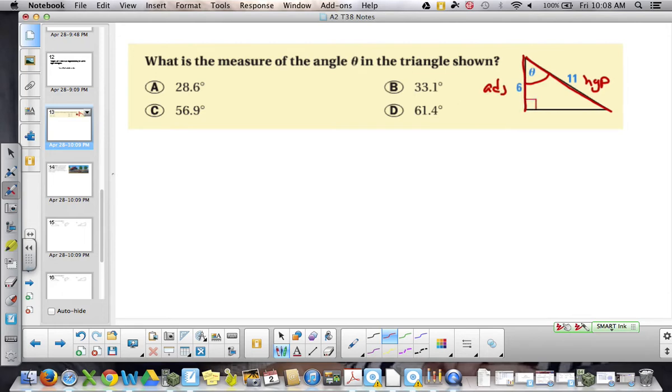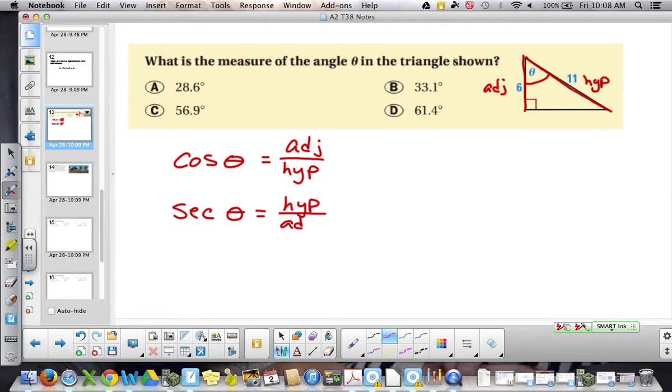it the adjacent side. All right, now, based on what we know about trig definitions, the two trig ratios that use adjacent and hypotenuse would be the cosine. So we know that the cosine of theta is equal to the adjacent over the hypotenuse. Or we could use secant of theta equals hypotenuse over adjacent.